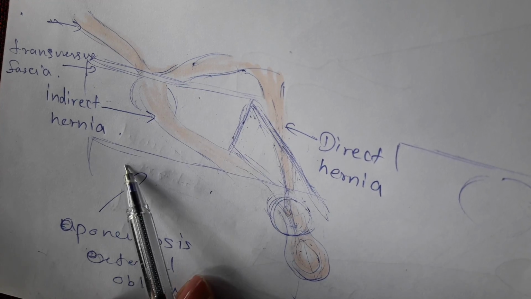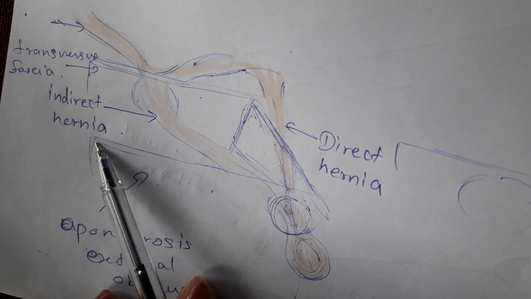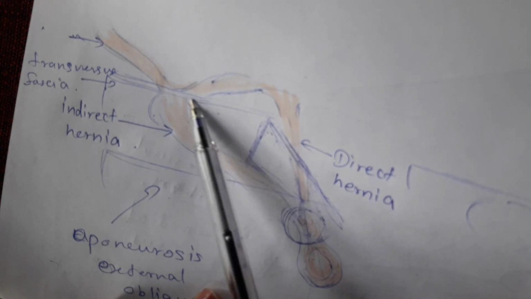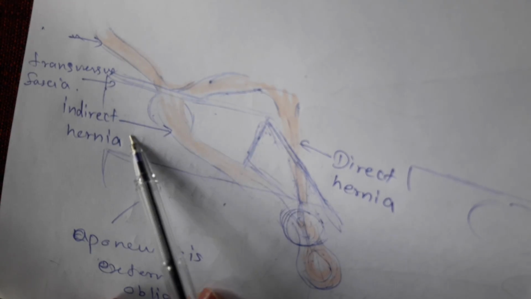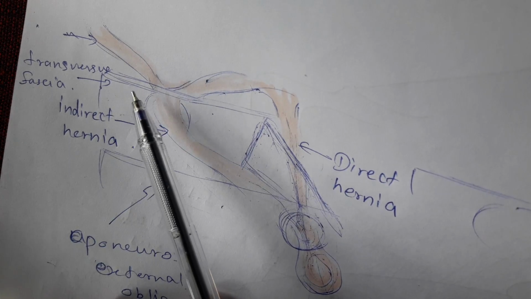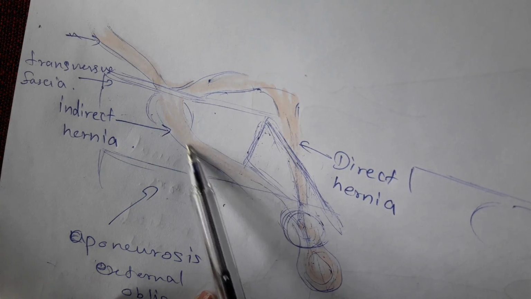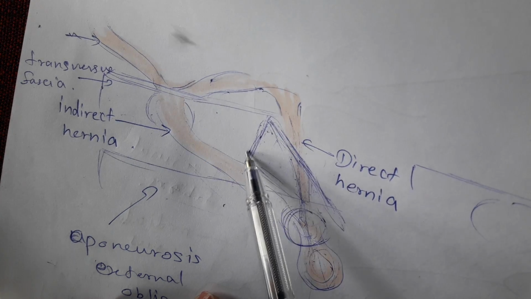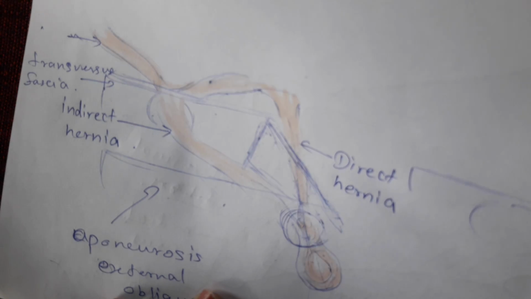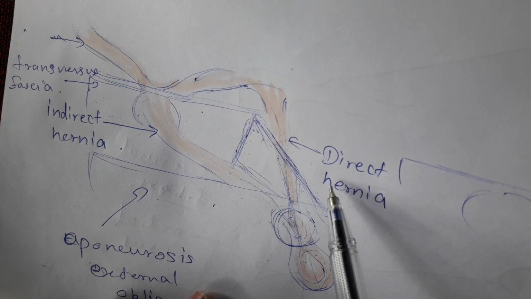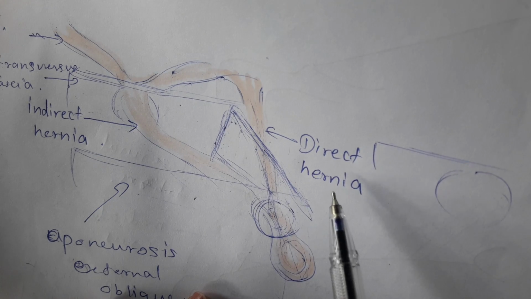First of all, I will tell you that this is the aponeurosis of the external oblique muscle, and this is the transversalis fascia. Imagine that the internal oblique muscle and the transversus abdominis muscle have been removed from here. This one is the inguinal triangle. I will tell you about it later. And we talk about the direct hernia.